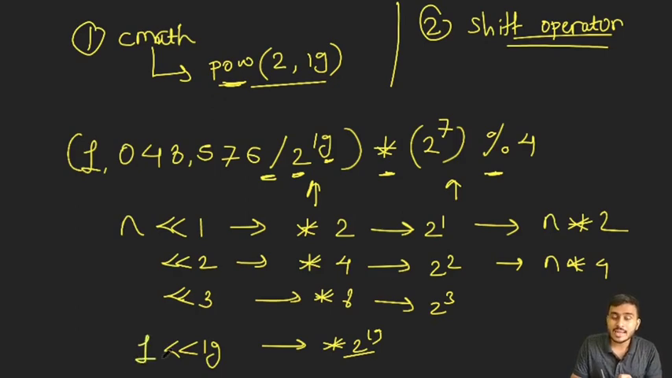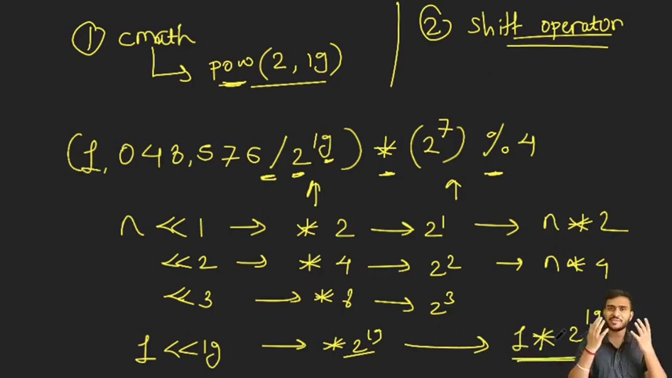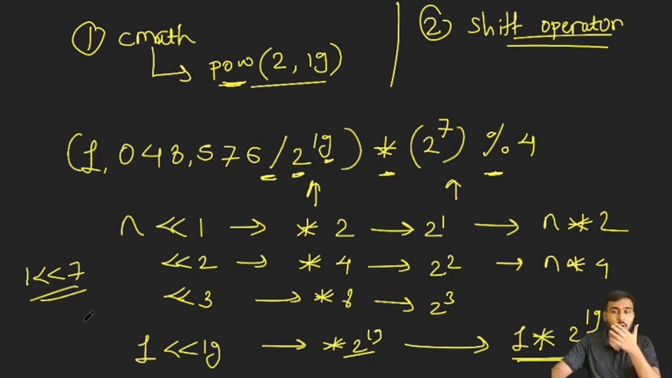If I write 1 left shift by 19, this is equivalent to 1 into 2 raised to 19, and that is nothing but 2 raised to 19. In this way we can get the answer of 2 raised to 19. Similarly, 2 raised to 7 is nothing but 1 left shift by 7. Using this, we can modify our program and write the same program in a different way.